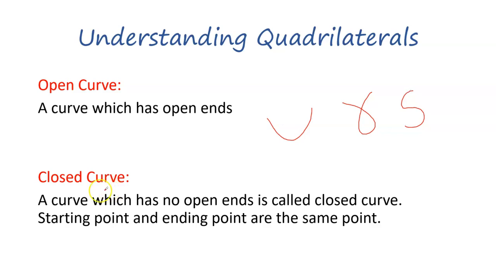And then the closed curve. What is a closed curve? A closed curve is a curve which has no open ends. Your starting point and ending point are the same point. The general shapes we have studied in mathematics, like square and rectangle, where we start, there we end. Your circle also: the starting point and ending point are the same, and it doesn't have any open end. Such a type of curve is nothing but a closed curve.